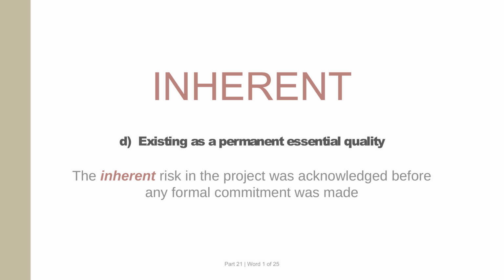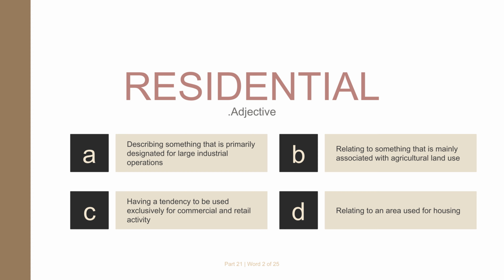Question 2. What is the meaning of residential? Option A. Describing something that is primarily designated for large industrial operations. Option B. Relating to something that is mainly associated with agricultural land use. Option C. Having a tendency to be used exclusively for commercial and retail activity. Option D. Relating to an area used for housing.